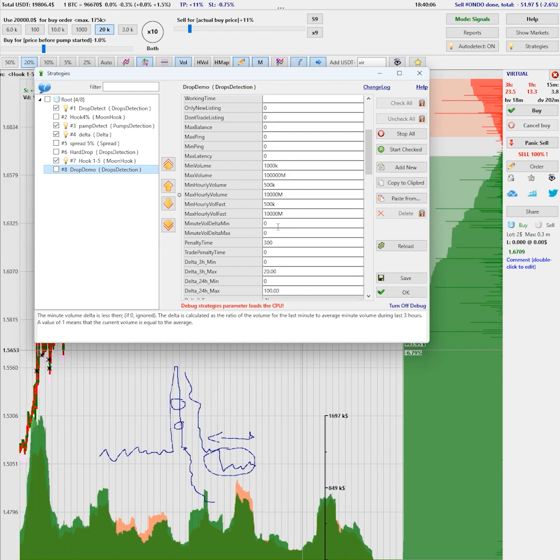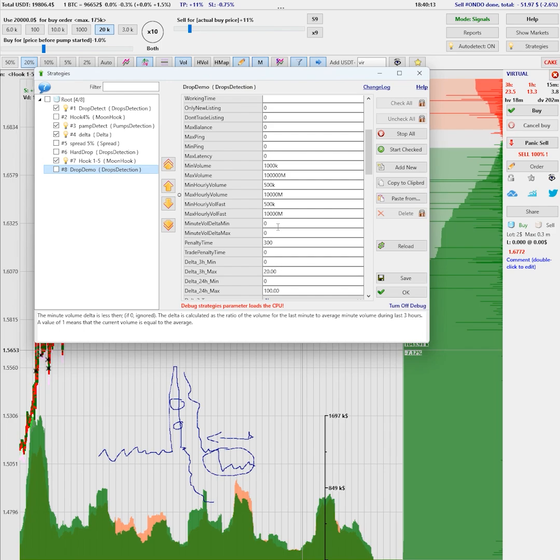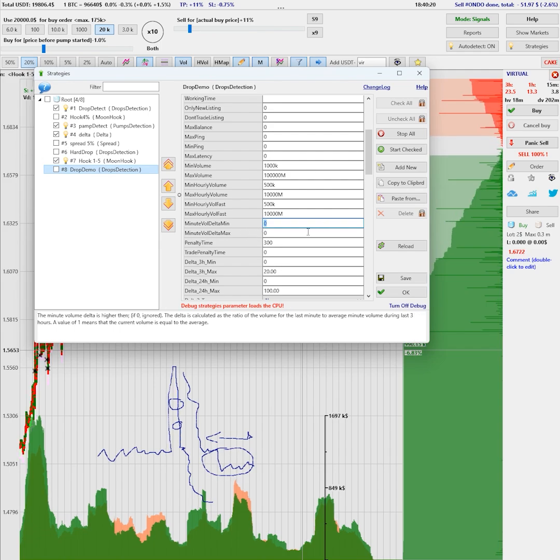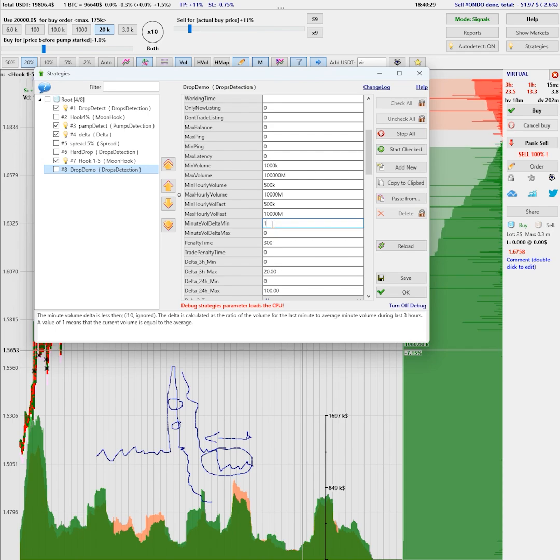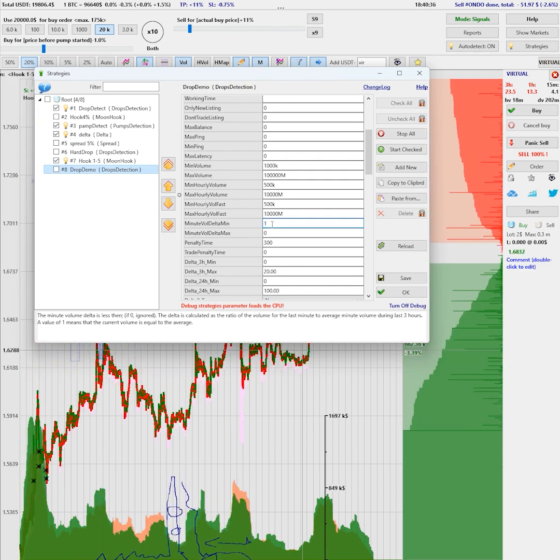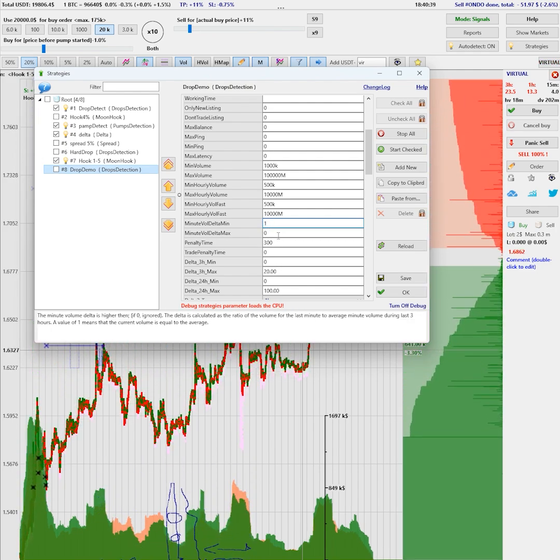Minimum minute volume delta. This says how much volume has changed relative to itself. So for example, a minimum volume delta of 1 means that the average volume over the last minute is the same as the average volume during the last 3 hours. It makes sense that it's not going to be less than 1 because you do want high volumes.